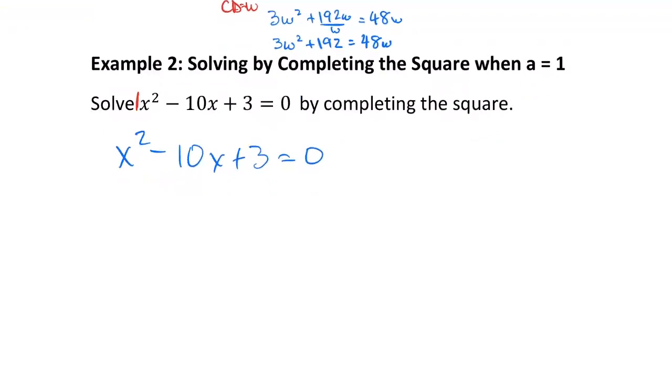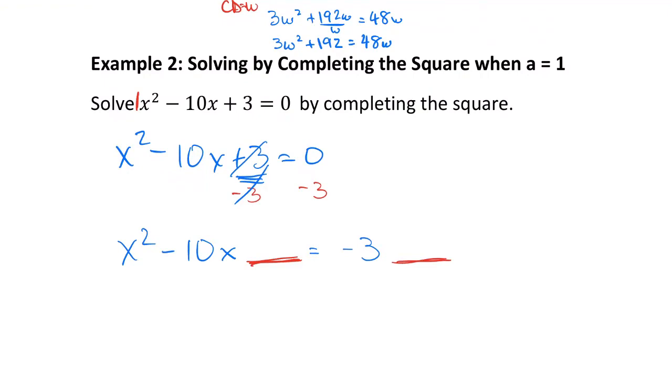The first thing we need to do is have this constant on the right-hand side of the equal sign. So we need to move that constant. We move that by subtracting 3 from both sides. So those will cancel. I'm left with x squared minus 10x is equal to negative 3. So now what we want to do is add a new constant right here, and of course right here, because whatever we add to one side of the equal sign, we add to the other.